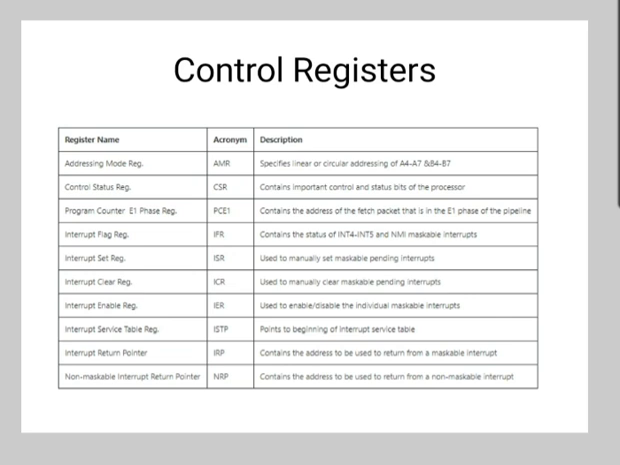Then next is the control register. Here is a table which shows the control registers contained in the control register file. It consists of the addressing mode register, control status register, interrupt clear register, interrupt enable register, interrupt flag register, interrupt return pointer register, interrupt state register, interrupt service table pointer register, non-maskable interrupt return pointer register, and program counter, even phase.